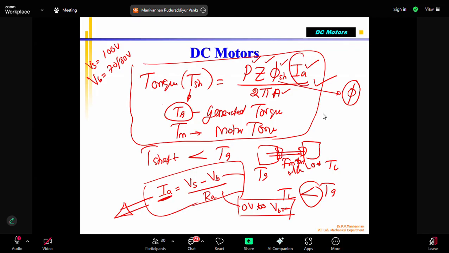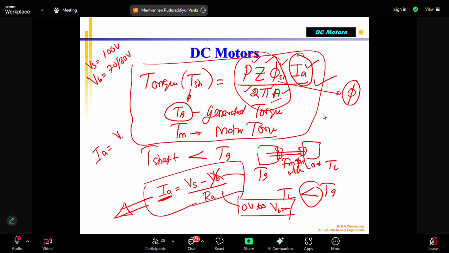See, in this equation you have IA, correct? All those other things are fixed, correct? P is fixed, Z is fixed, phi is shunt. As I told you, the current going to the phi shunt, the field magnet, is fixed. 2 is constant, pi is constant. These are all constants. What is the variable? IA. IA is varying, but if VB is not there, what will happen? IA will also be constant.